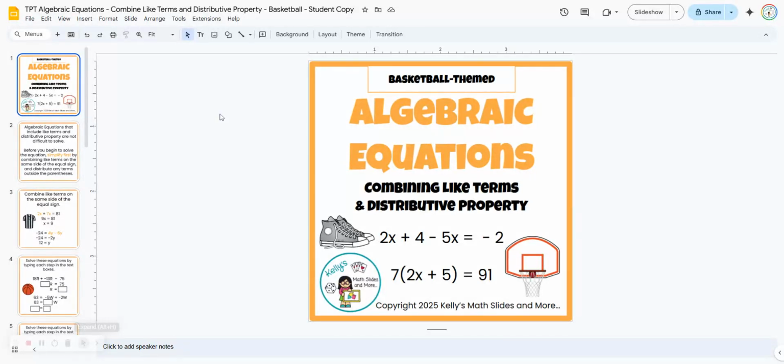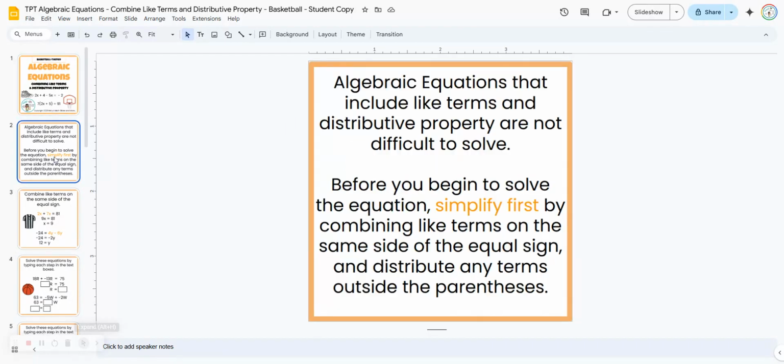Algebraic equations with combining like terms and using the distributive property. This is a digital lesson, and this one is basketball themed. So the lesson starts with explaining to students that algebraic equations with like terms and distributive property are not difficult to solve. Before we begin to solve for the variable, we need to simplify first by combining like terms that are on the same side of the equal sign and distributing any terms outside parentheses.